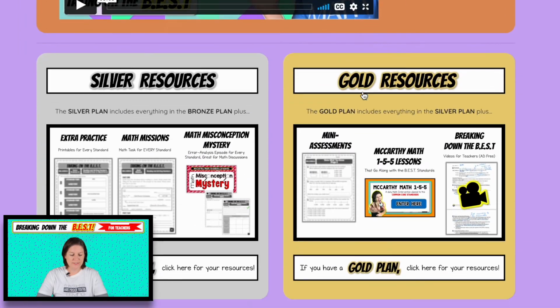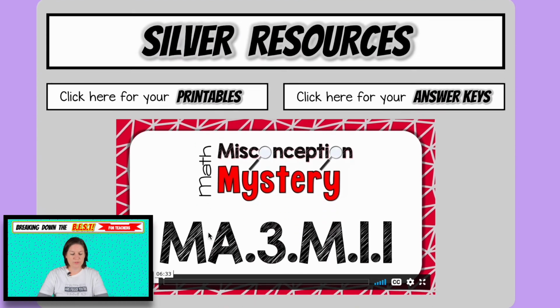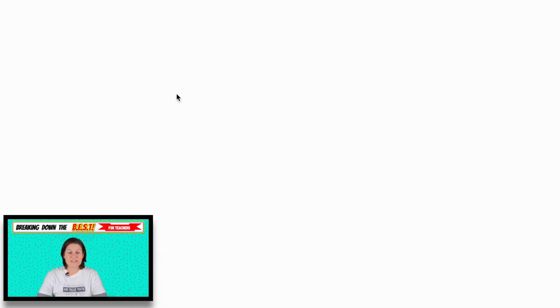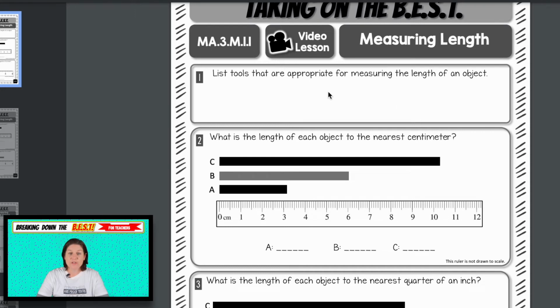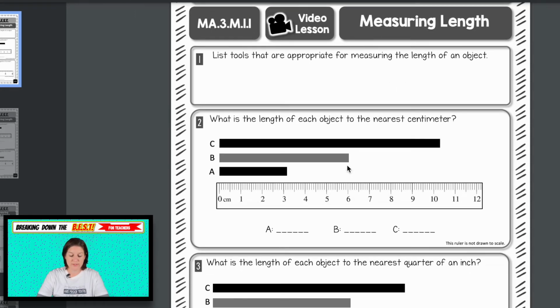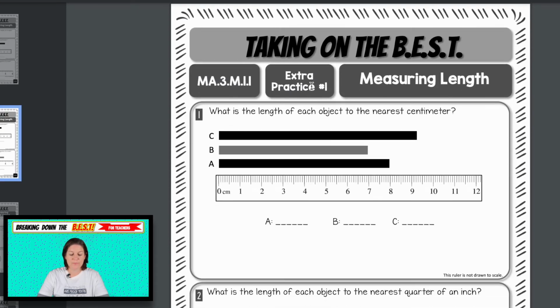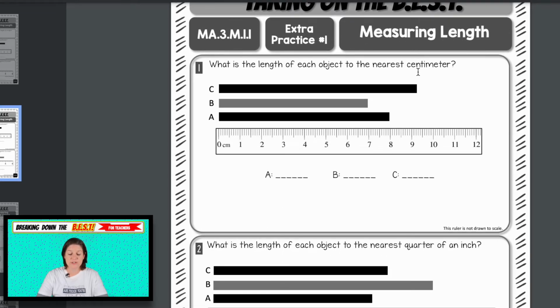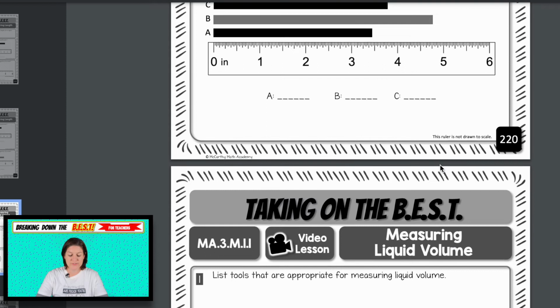I'm gonna go ahead and click on the silver page though, because I wanna show you that when you have the silver membership, you have access to a lot of printables, including those bronze lessons. So let's break down what we see. Okay, so as you can see, again, we've got that video lesson icon, measuring length. We just talked about this page, okay? And then with the silver membership, you have extra practice. So very similar to what we just did, measuring to the nearest centimeter and measuring to the nearest quarter of an inch. This gives students the opportunity to practice on their own to master the skill.